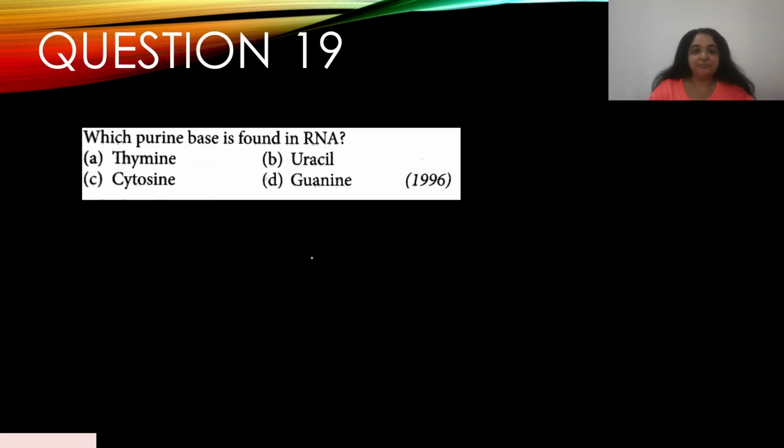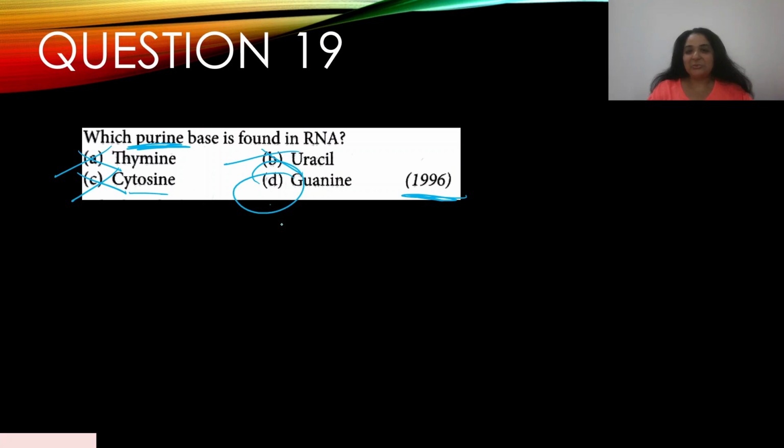Okay, so question number 19. Which purine base is found in RNA? This appeared in 1996. A, thymine, B, uracil, C, cytosine, and D, guanine. Now they're talking about which purine base, not pyrimidine. So uracil is pyrimidine, so B is out. Cytosine is also pyrimidine, C is out. Thymine does not appear in RNA, and again it is a pyrimidine. Adenine and guanine are purine.